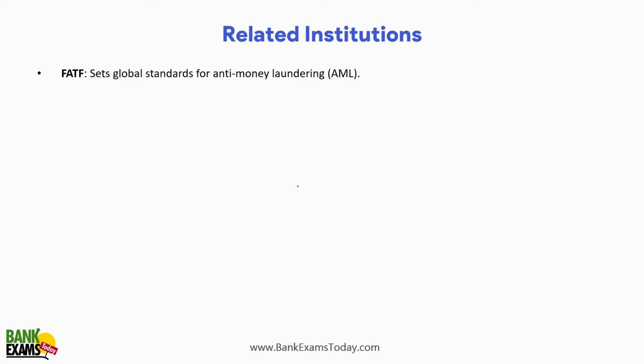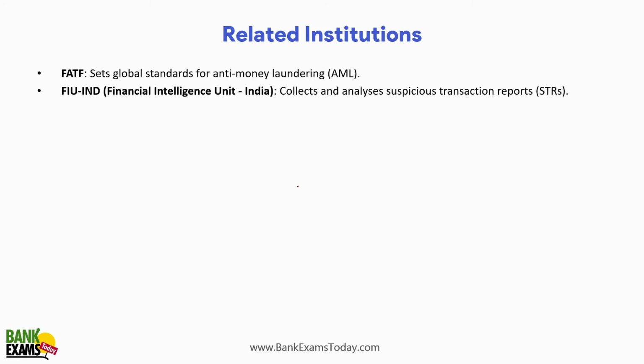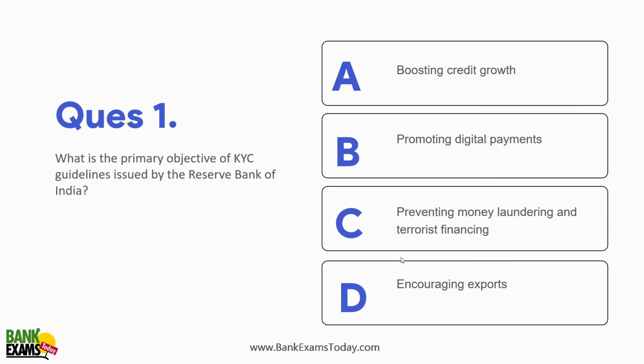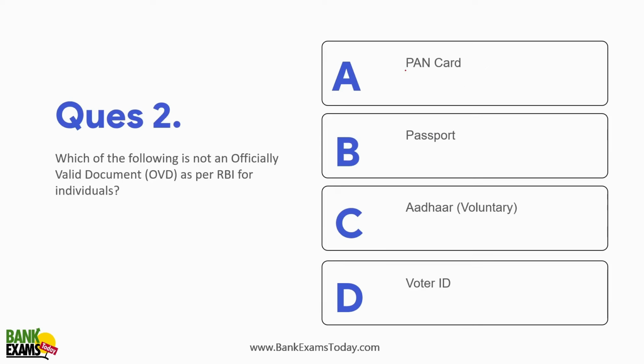So FATF sets global standards for anti-money laundering, and FIU-IND, Financial Intelligence Unit India, collects and analyzes suspicious international transactions, right? So let's start the session. What is the primary objective of KYC guidelines issued by the RBI? The simple goal is to prevent money laundering, obviously. Promoting digital payment and boosting credit growth are not the primary goals. The primary goal is to prevent money laundering, right?